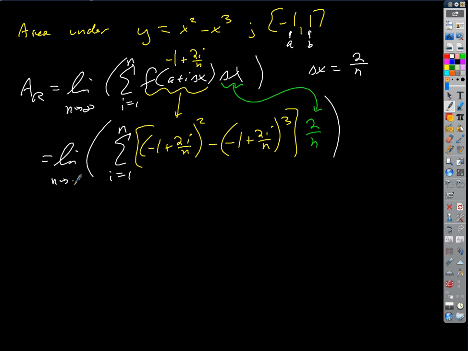Will I always be 1? Yeah, it'll go from 1 to n. Right, because we're adding it from the first to the nth rectangle. Okay, so then where does this 2 over n go?